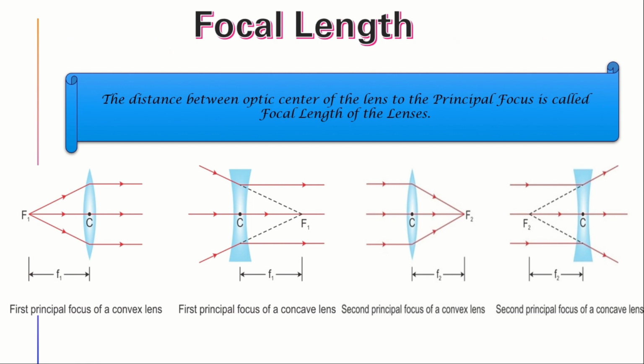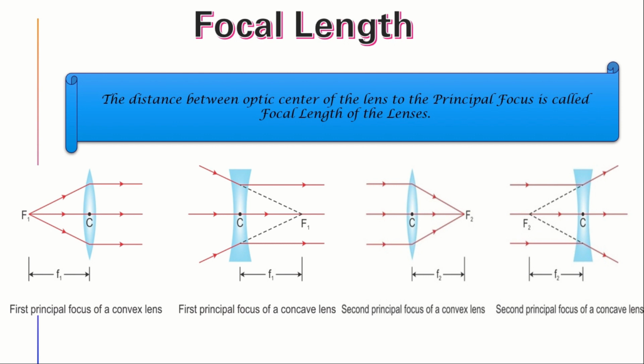Next is focal length. The distance between the optic center of the lens to the principal focus is called the focal length of the lens. So the distance between the optic center of the lens to the principal focus is said to be the focal length.